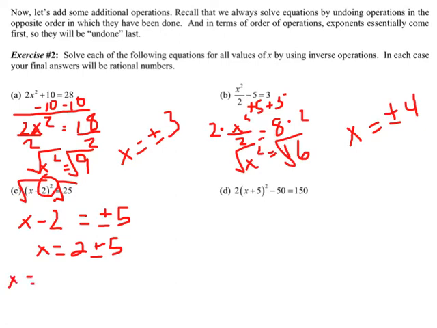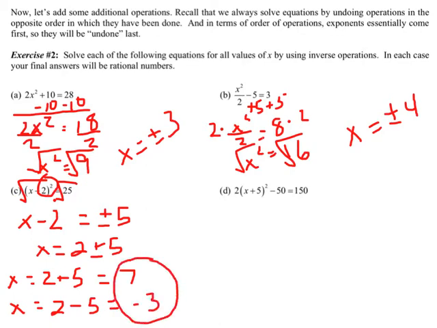One answer is 2 plus 5, which is equal to 7. And one answer is 2 minus 5, which is negative 3. Those are your two answers when you do this problem, okay? So you take care of that at the end. And because they were both numbers right here, I can split them up. 2 plus 5, 2 minus 5. That's how you deal with that.